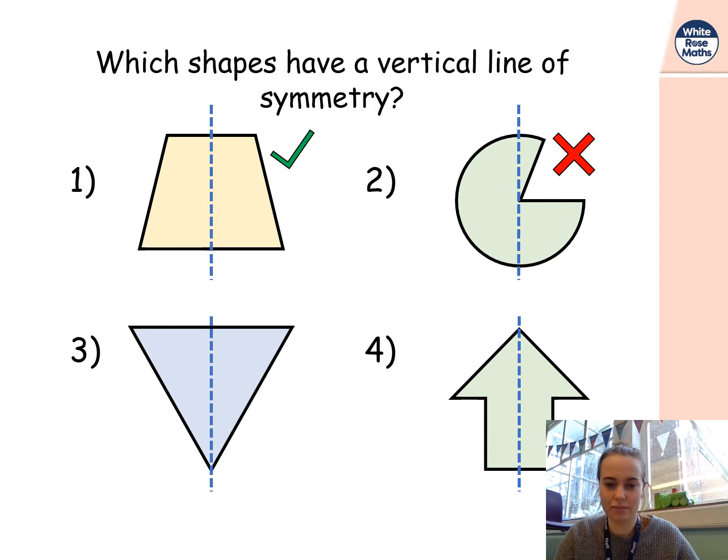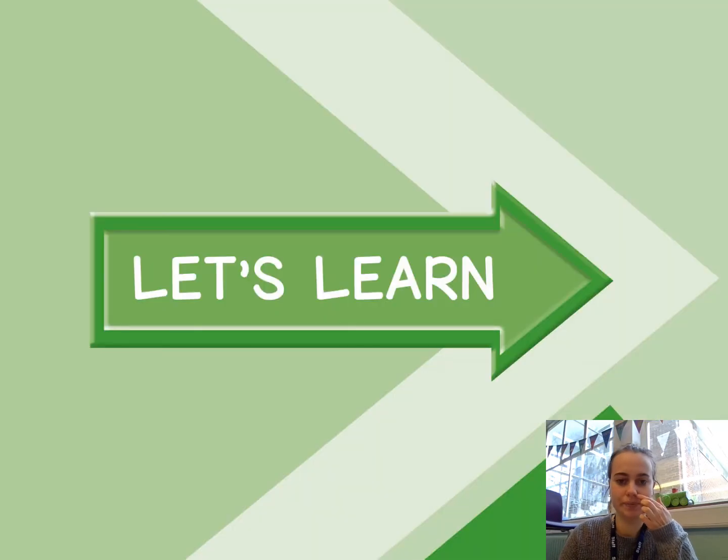Number 2 isn't, because we can see here that that is different when we flip it over onto the other side. How about number 3? 3 is, and so is 4. They look the same both sides of the line of symmetry.